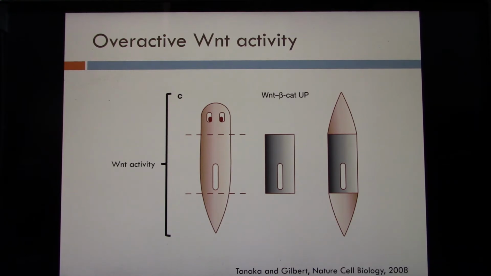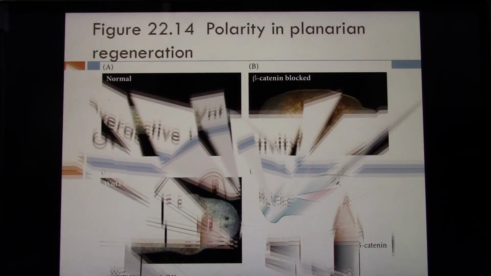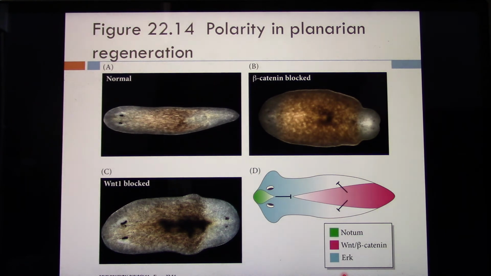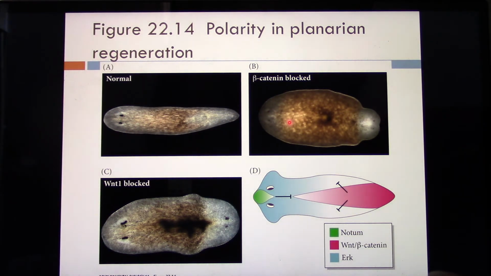And these studies were actually done and published by Tanaka and Gilbert in Nature Cell Biology in 2008. Along with their publication, they showed that there is a polarity in planarian regeneration, and they gave us a little map as to how that needs to happen. So here's a normal planarian here. We've got the head, we've got the tail. Here are two abnormal planarians shown in panel B and panel C. We have beta-catenin blocked in panel B, and Wnt1 is blocked in panel C.